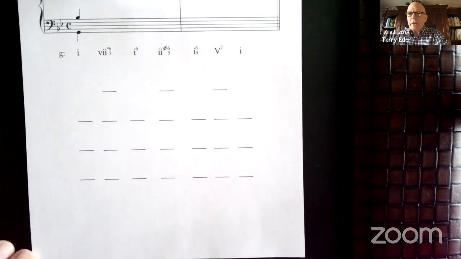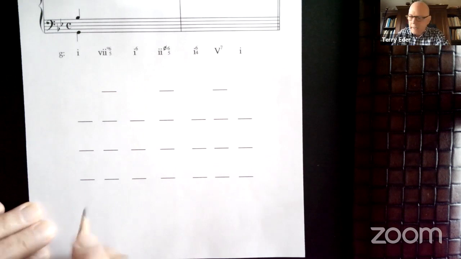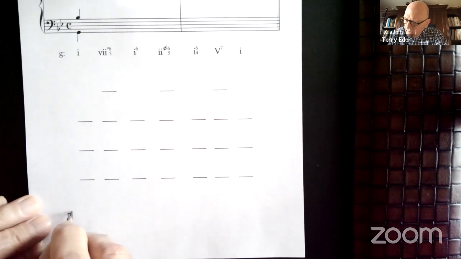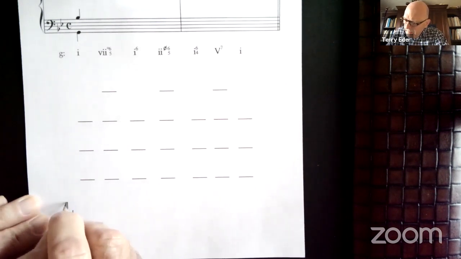Okay, so here are the steps I take. First strategy is write a chord matrix. So down here on the bottom, I'm going to write, we're in the key of G minor. So this is G, B flat, and D.